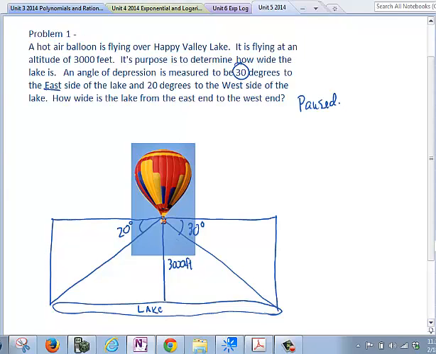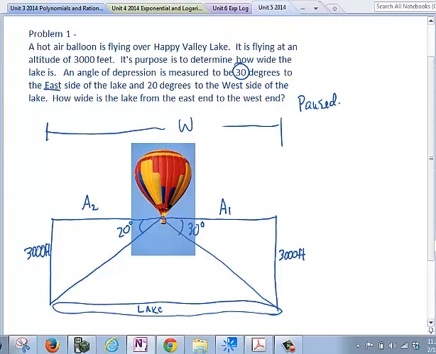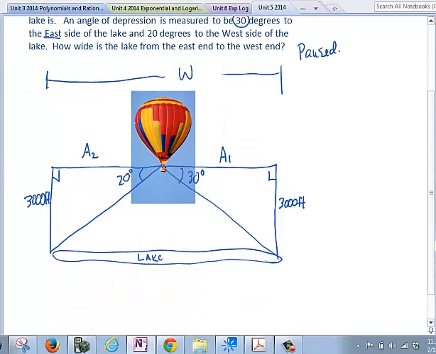We know that because the altitude is 3,000 feet, the opposite side of both angles would be 3,000 feet. And what we want to do is figure out what the width of the lake is. So that's going to be found by finding, we'll call this adjacent side 1, and we'll call this adjacent side 2. And we basically have two right triangles, so we do right triangle trig on two triangles.